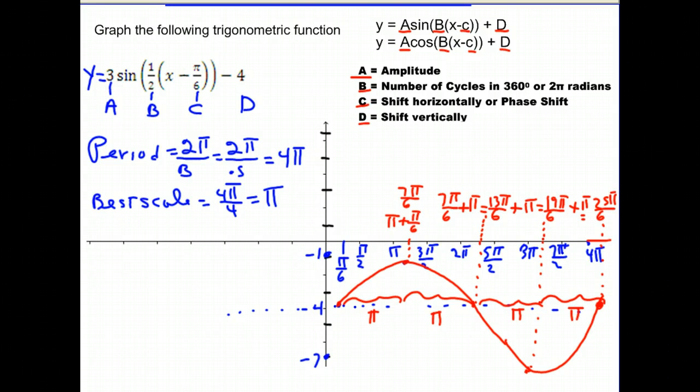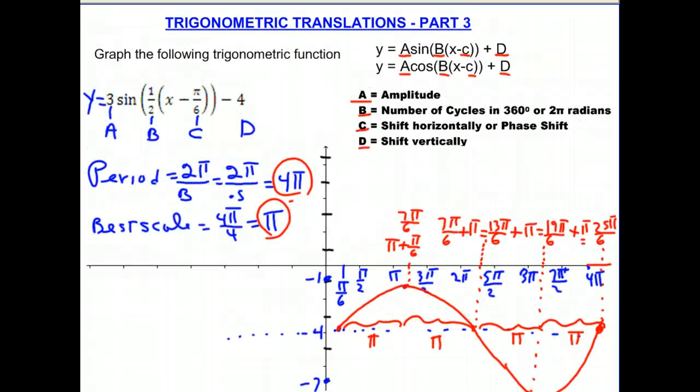And we got the pi units because we knew the period was 4 pi, which we did over here, and we divided it into 4 equal parts. That's how we got our best scale of pi units. And that's it. So all these problems are very similar. You need to find a, b, c, and d. Then you need to sketch the midline, make sure you know the amplitude, and figure out the period and the best scale. So hope that's clear.